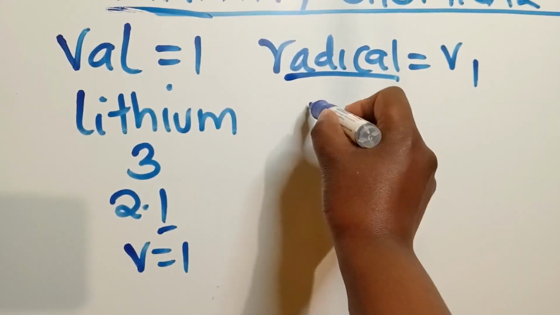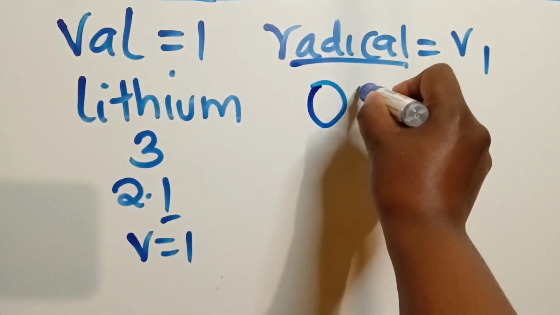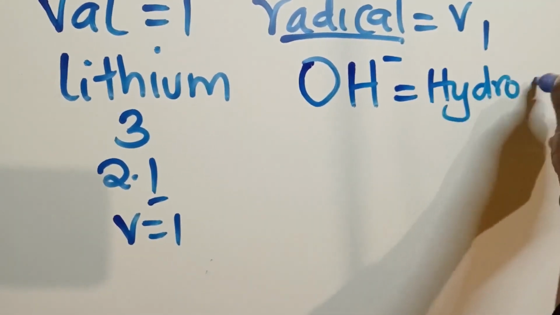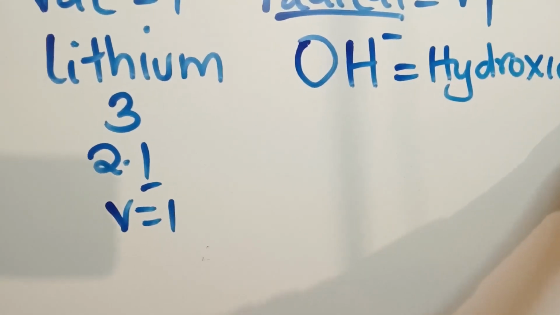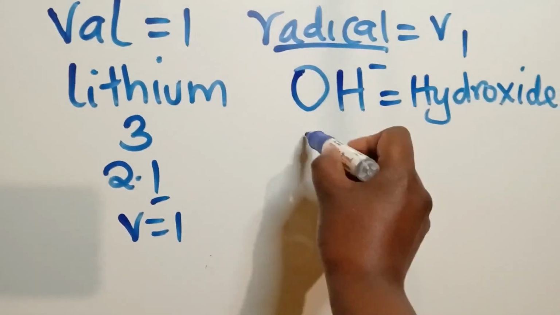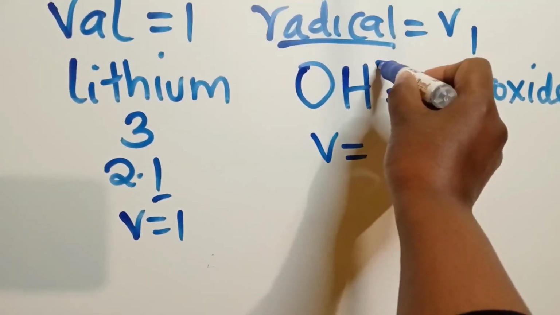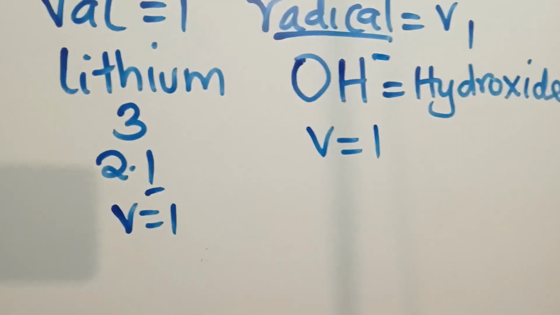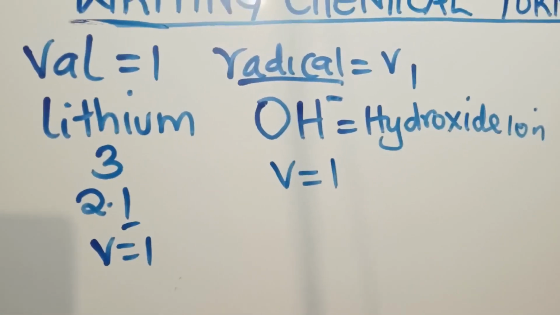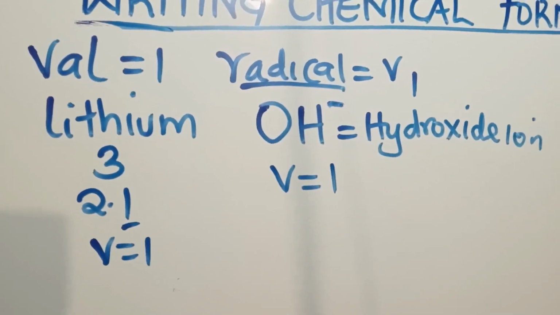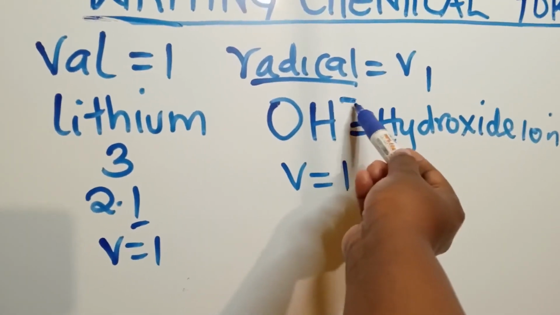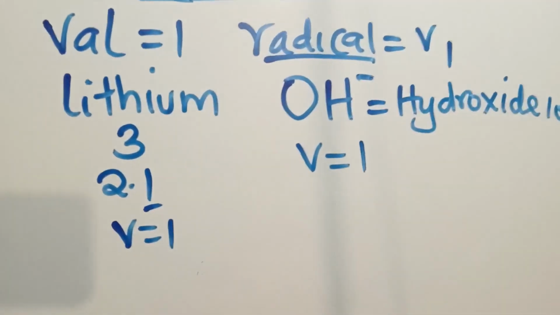So the radical in this case will be the OH, that is the hydroxide ion. Now that it has a negative charge, it is to mean that because the negative charge is just 1, it also has a valency of 1. So for radicals, we don't write the electronic arrangement to determine the valencies. We just look at the charge on top here. If it is just 1 negative, then the valency is 1.